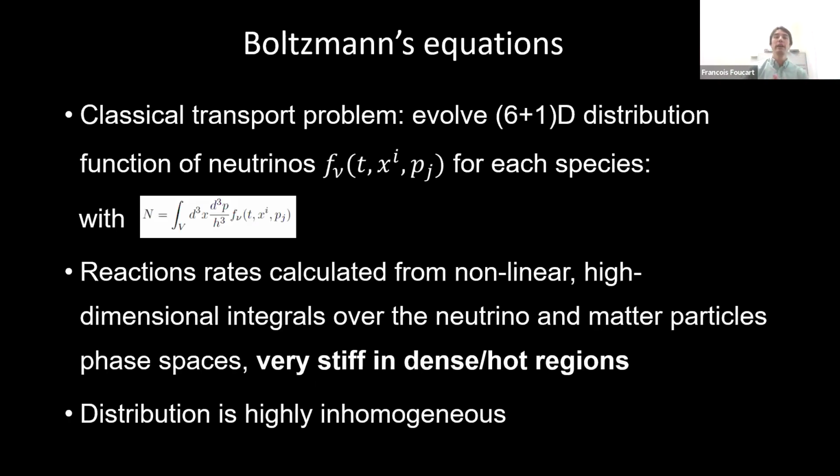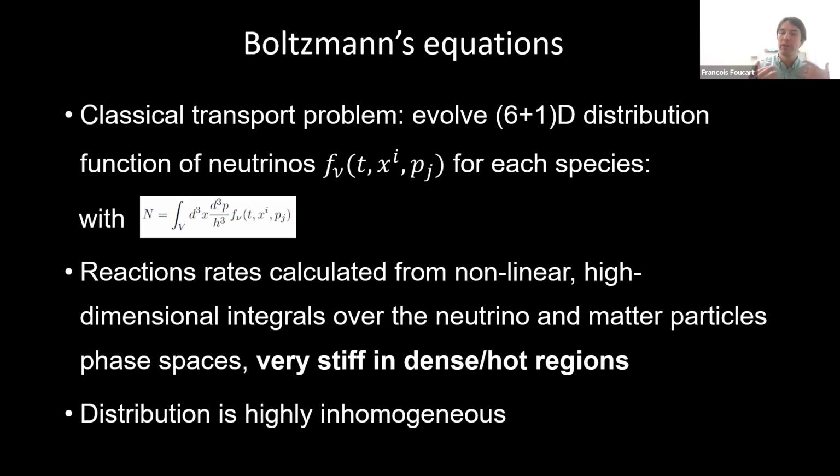So the difficulty in including neutrinos in these simulations is at least twofold. One is the high dimensionality of the system. We know that Boltzmann's equation requires us to evolve the distribution function of neutrinos, a six-dimensional function of time. So the distribution function depends on position and momentum of the neutrinos. That high dimensionality is going to make it very hard, for example, to discretize your distribution function on the grid. In addition, the interaction rates, the source terms in your evolution equations, can be very stiff.